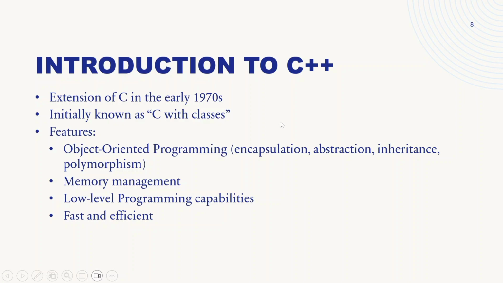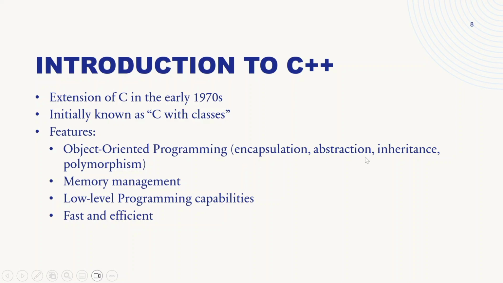So, introduction to C++. C++ was developed in the 1970s, and you can guess by the name that it was an extension of C with some plus features. So initially, it was called C with classes. We will learn about classes later on. So this feature of classes, which was the extension of its predecessor C, enables C++ to support object-oriented programming.